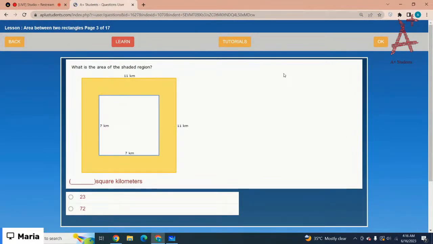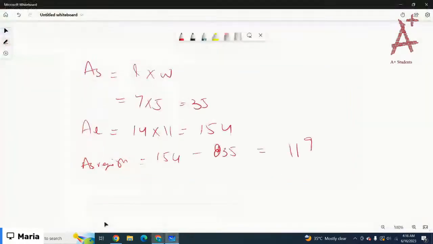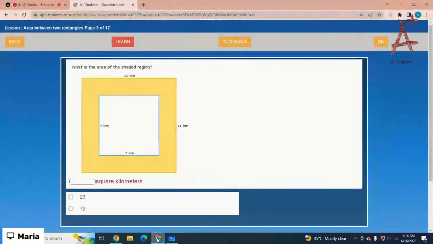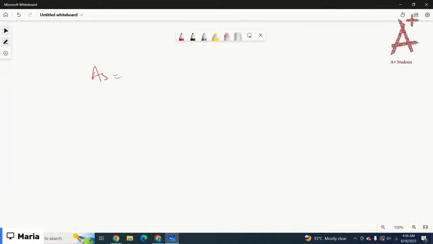Okay, what is the area of the shaded region? So you have to calculate the area of the outer square minus the area of the inner square. The area of the inner, smaller square would be side times side, that is 7 times 7, 49. Then the area of the larger one would be 11 times 11, that is 121. You have to do 121 minus 49. So 121 minus 49 equals 72. So the area would be 72.